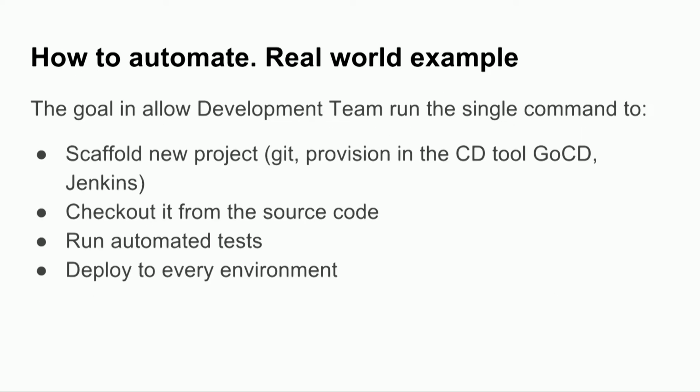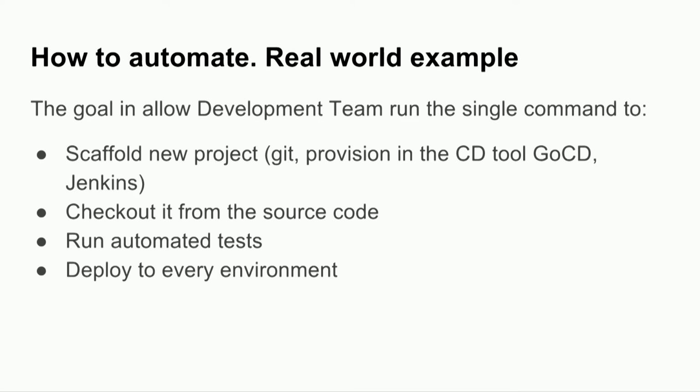So how do we automate? Where do we start? Let's take the real example. The goal is for us to give our development team a single command to run the whole thing. That means scaffolding a new project in any language. It has to be provisioned on a CD tool. You can pick GoCD, Jenkins, or any other tool of your choice.